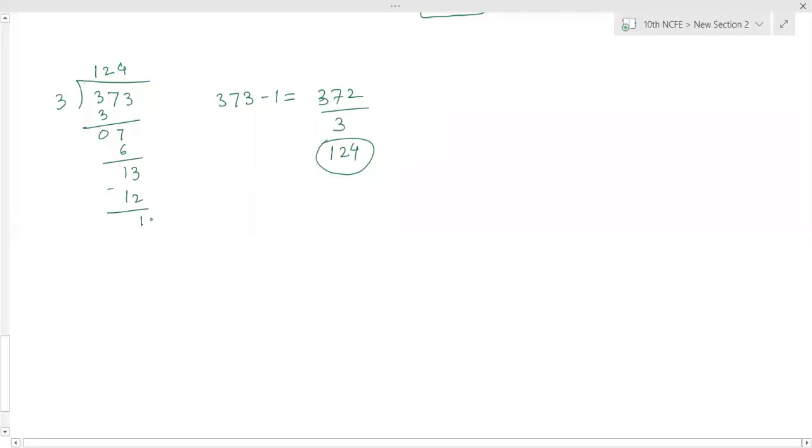Now here 1 as remainder has to be subtracted. That we got to know. But now it is told what should be added. You have to subtract 1 from 3 and the number which you get should be added. You have to subtract the divisor with the remainder. It's 3 minus 1, that is 2. 2 you have to add.